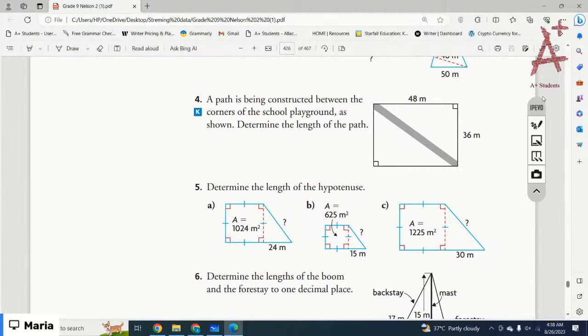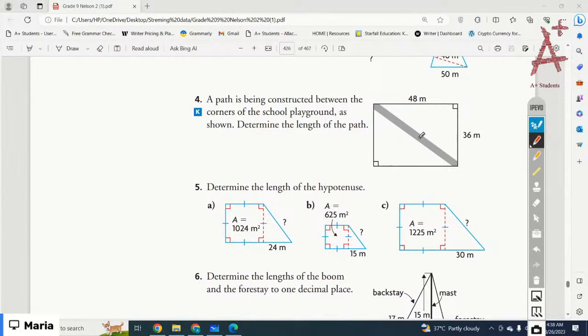Just apply the Pythagorean theorem because you have to calculate this one, right? Simply apply the Pythagorean theorem and calculate the missing side length, right? It would be c square equals a square plus b square, 48 and 36. 48 square plus 36 square. That would be 60. That means the length of this side is 60, right?